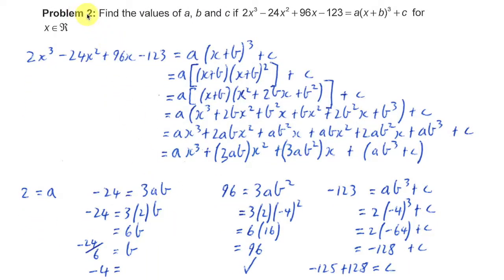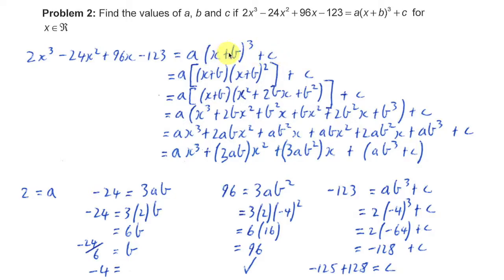Similar approach here for problem 2, except the algebra is a bit more intense. So I need to work out a, b and c, given that 2x cubed minus 24x squared plus 96x minus 123 is equal to a multiplied by (x plus b) cubed plus c. So there's the expanded format. Here's the partly factorized format.